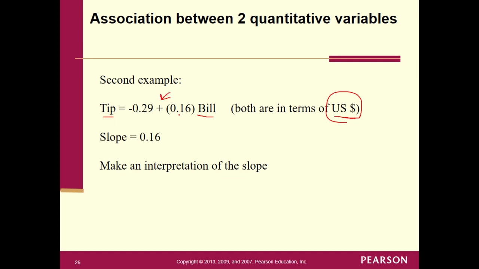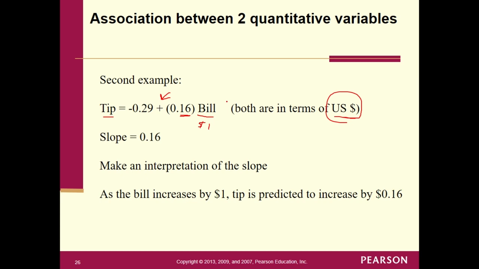Increase by $0.16, or another way of saying that is what? 16 cents. So as bill increases by $1, how much is tip going to change by? It's going to increase by 0.16. That's what our prediction is going to be, and that's what I wrote here. So as the bill increases by $1, tip is predicted to increase by 16 cents or $0.16. Okay? So hopefully you'll get good at that doing the homework. All right, let's move on.